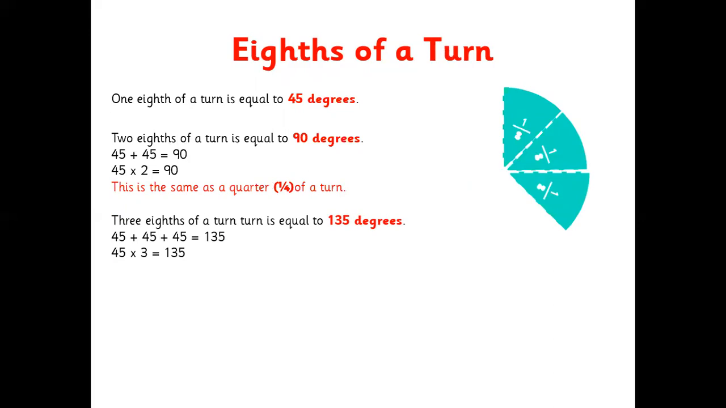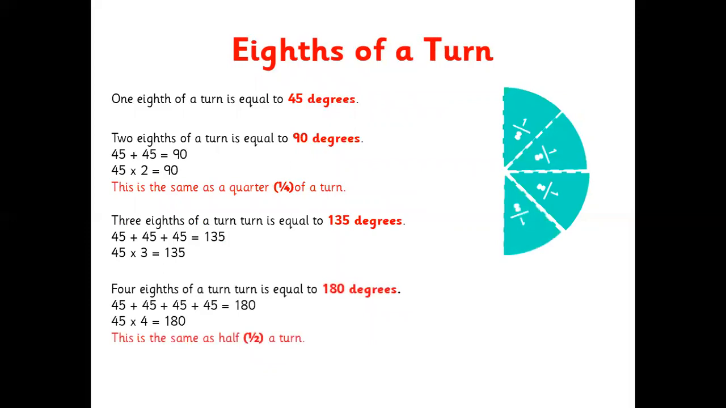So let's think about 4/8 of a turn. What is 4/8 of a turn going to be equal to, and how can we calculate what 4/8 of a turn is in terms of degrees? Four-eighths of a turn is equal to 180, 45 add 45 add 45 add 45, or 45 times 4, and you can see there that it is the same as half a turn.